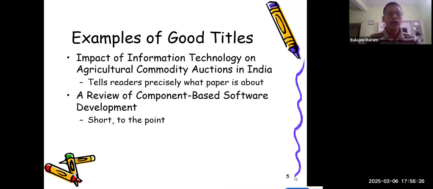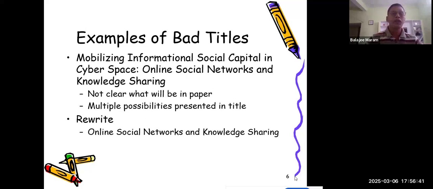Right, okay. Second one, a review of component-based software development. It is a little bit good title. It is short, comparatively; the first one, second one is short. These are the examples of good titles. What about bad titles?